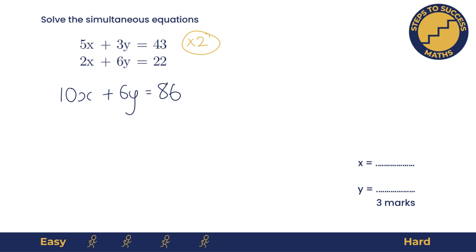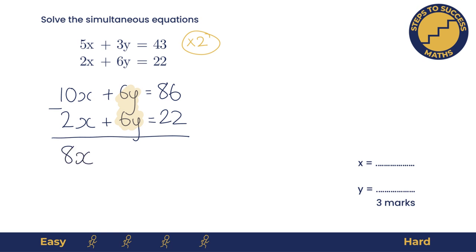Okay, and then I'm going to use my second equation. I'm going to write it underneath. 2x plus 6y is 22. Now I can see that both of them have 6y in. The signs are positive, so I can take away. 10x take away 2x is 8x. The y's have cancelled out. 86 take away 22 is 64. So I've got 8x is 64. Now I'm going to divide both sides by 8. X is equal to 8.